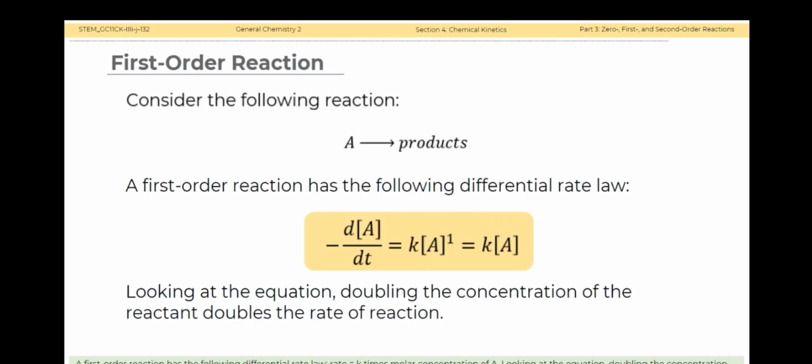A first-order reaction has the following differential rate law. Rate equals k times the molar concentration of A. Looking at the equation, doubling the concentration of the reactant doubles the rate of reaction.